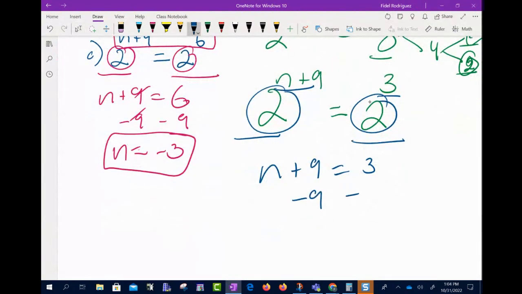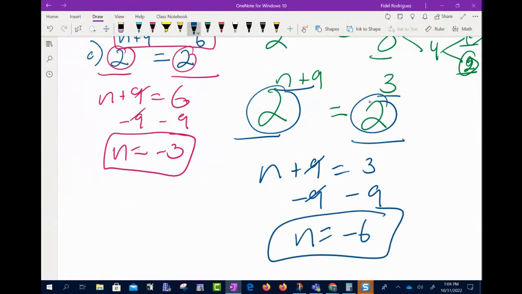So look, y'all, if I were to subtract 9 on both sides, I would get n equals negative 6.